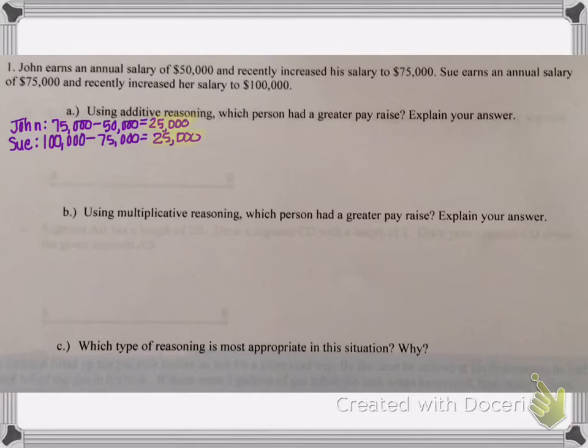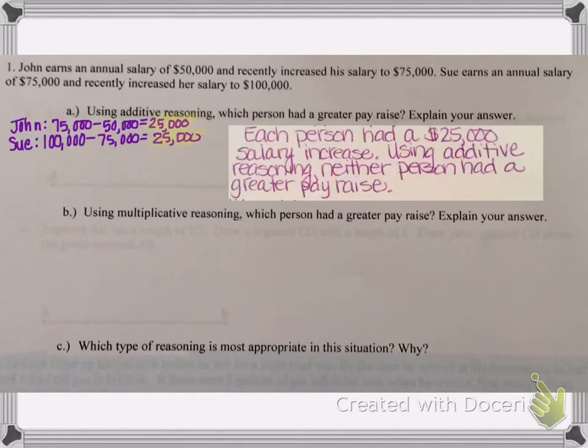Using additive reasoning, John and Sue appear to have gotten the same amount of raise. Each person had a $25,000 salary increase. Using additive reasoning, neither person had a greater pay raise.